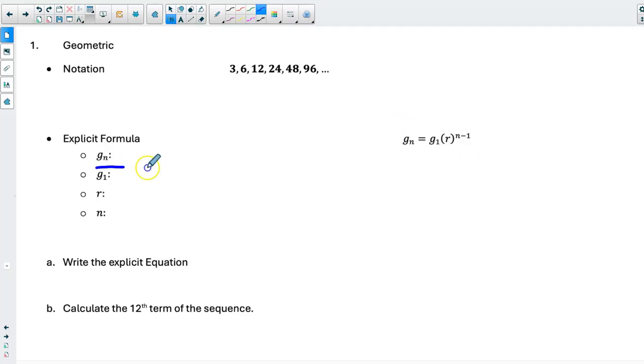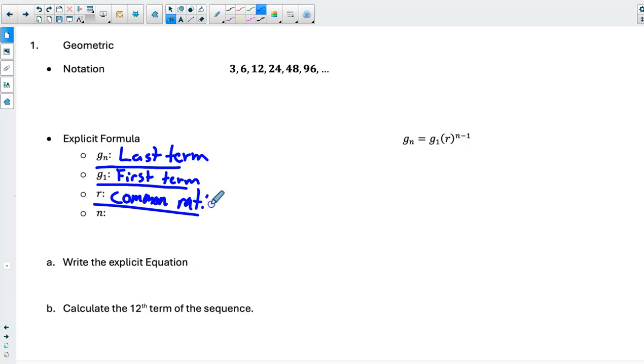So GN, what do you think that is? What is AN? Last term. So GN is the last term. G1, first term. Yeah. R, I will tell you, and I'm not going to write down, it's the same for both of them, so we don't even need to write it down. This is your common ratio. It's basically just your multiplier. Okay? If you want to write multiplier right next to that, that's fine.